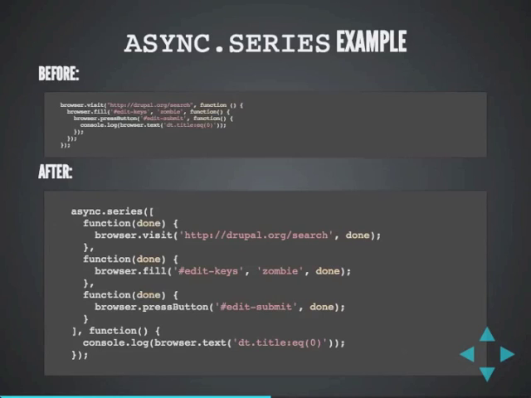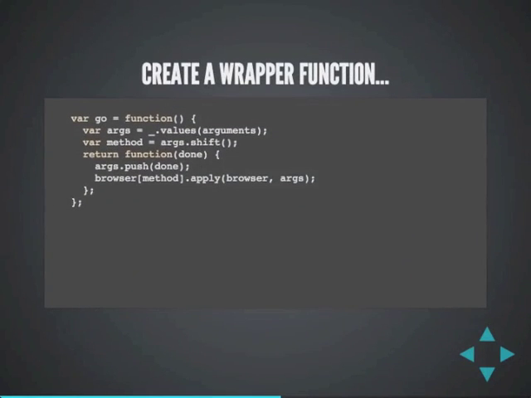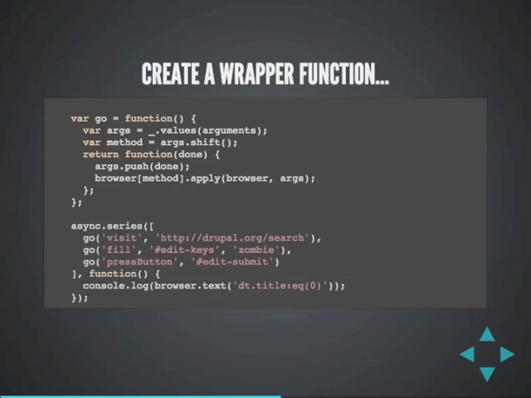But what I love about JavaScript is anytime you see a pattern like this, function done, function done, function done, you can do something really cool with JavaScript and mold it in any way that you want and create a wrapper function. I like to call the wrapper function go. Basically, this takes the arguments that you pass into it, returns the signature that async.js expects, pushes the done function, and then calls the browser method. It applies those arguments to that method. So it literally takes what you just saw and turns it into something that looks like this.